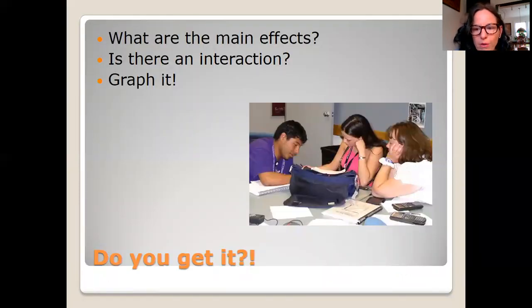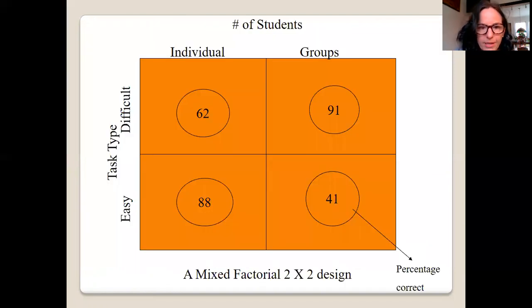Okay, so I want you to think in terms of what are the main effects? Is there an interaction? Can you graph the interaction? So let's go back and look at that. If we wanted to look at the main effect of working as an individual, we would add 62 and 88. We would divide by 2. If we wanted to look at the main effect of working in groups, we would add 91, 41, divide by 2. And then we would be able to see, is it better?